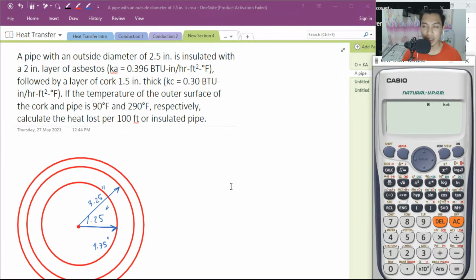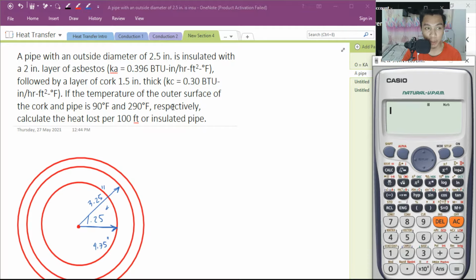Okay, so recently, diniscuss natin yung conduction through pipes. What better way para mas maintindihan natin siya is to solve problems about it. Okay? And I have here prepared 3 problems for you to actually grasp the entire idea on how to understand yung ating topic. So this is problem number 1.